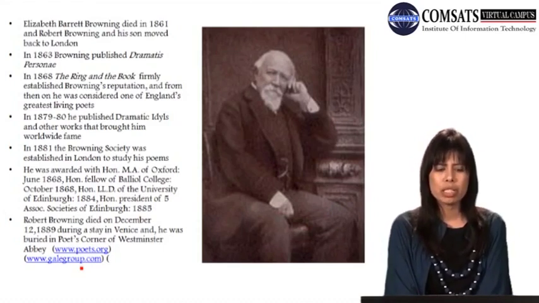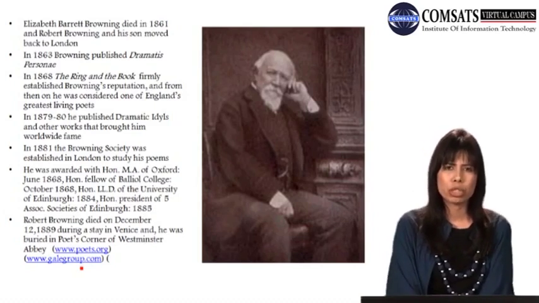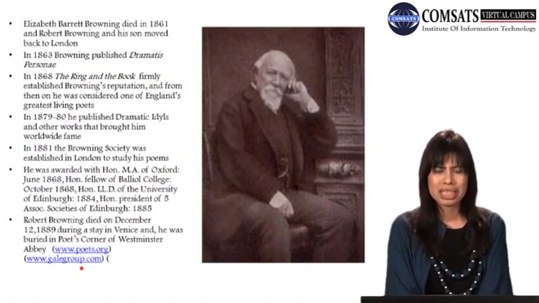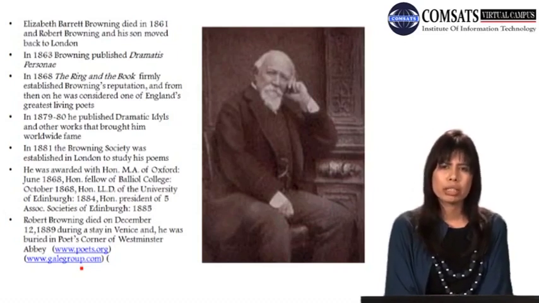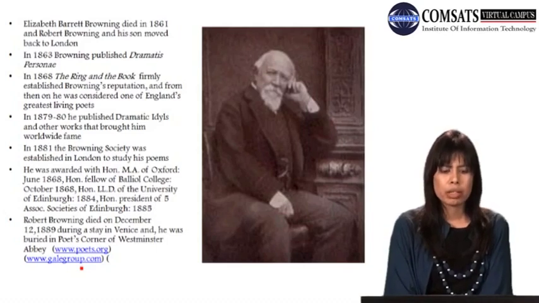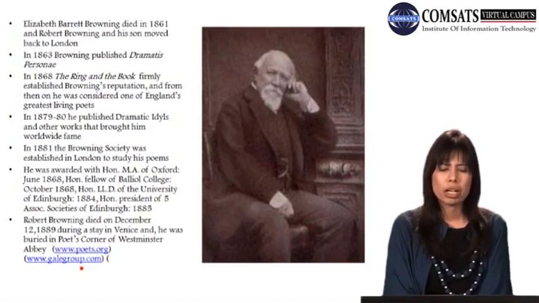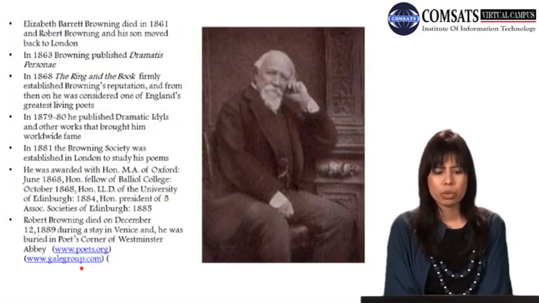So basically previously, up till The Ring and the Book, he was known as the best living poet in England only. But with the publication of Dramatic Idylls, he got popularity all over the world. In 1881, the Browning Society was established in London to study his poems. So there was a full-fledged society established in London to study his poems. So here you could see his popularity as well, how famous he was during his era.